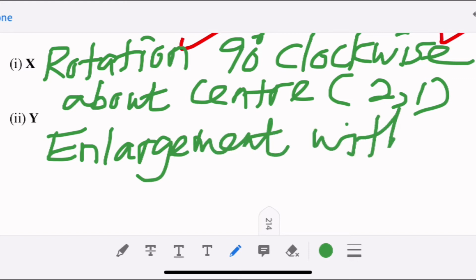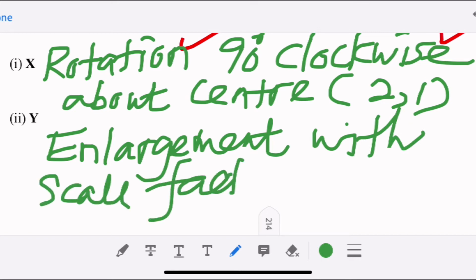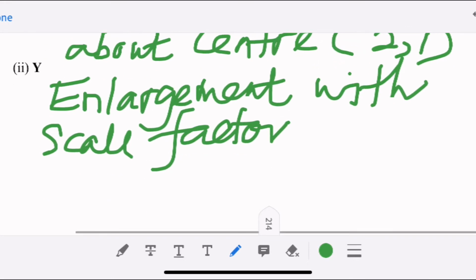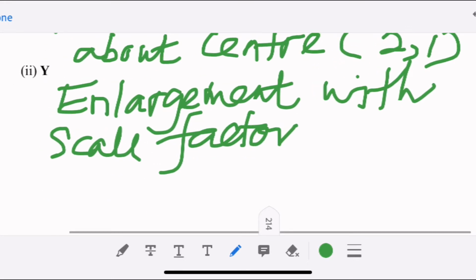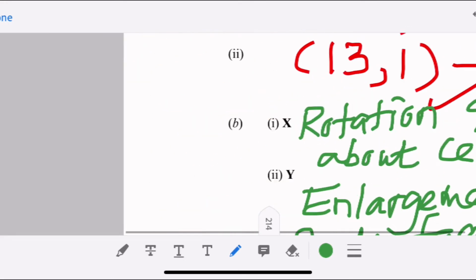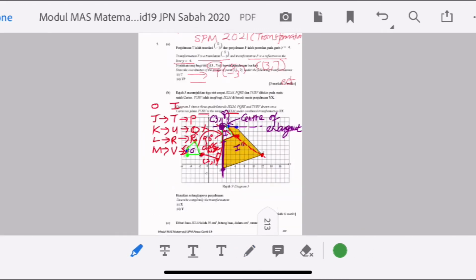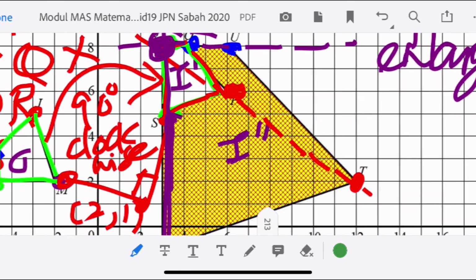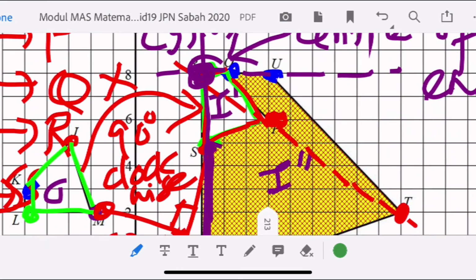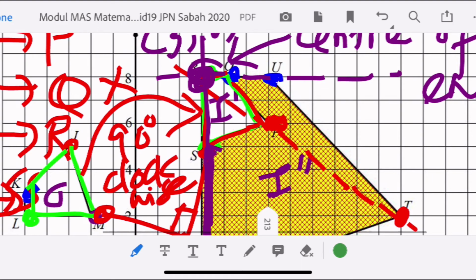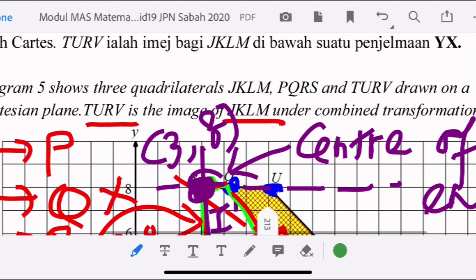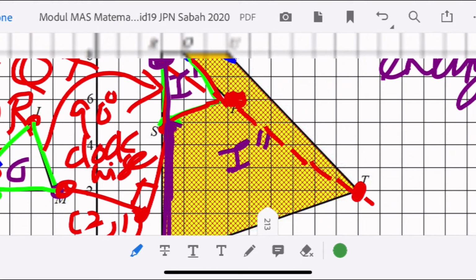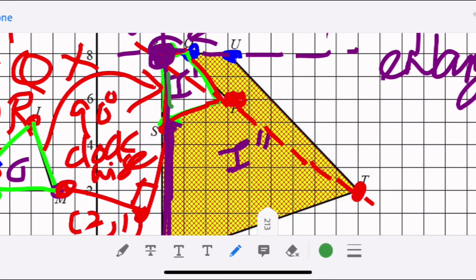And then finally, for the enlargement you have to write enlargement, and then you have to write the scale factor, which is 3, and also you have to write the center of the enlargement. Then you have to complete your answer in sentence form, or maybe you can write in point form, which can also be accepted.